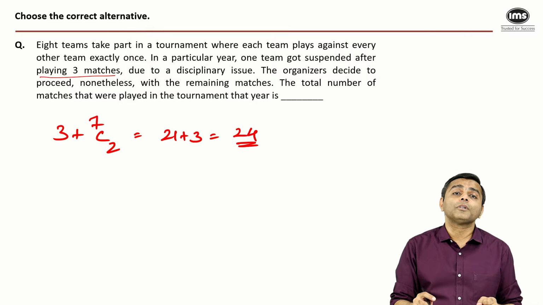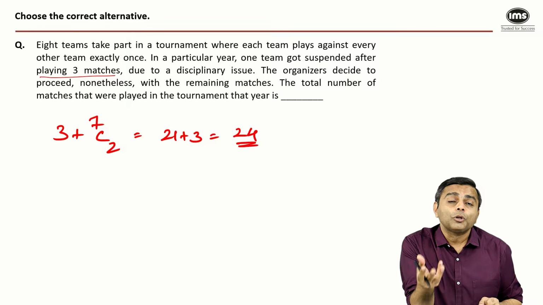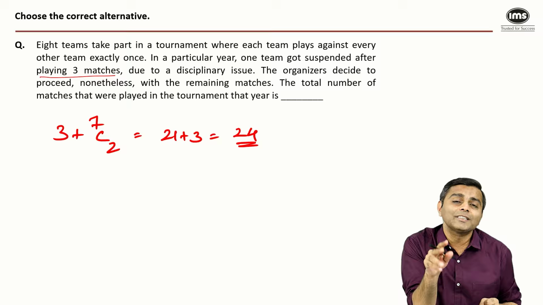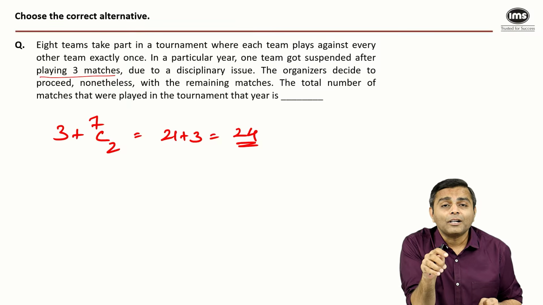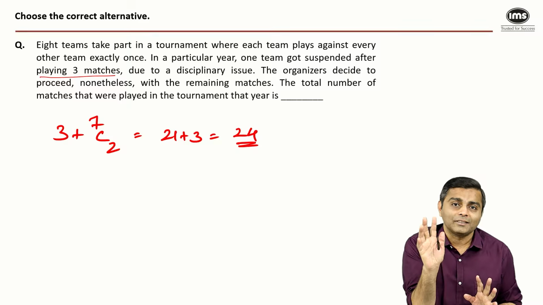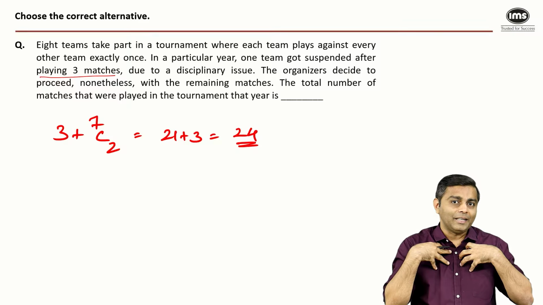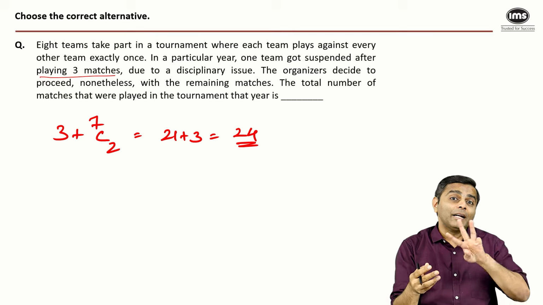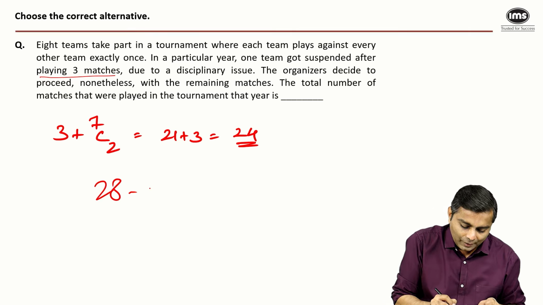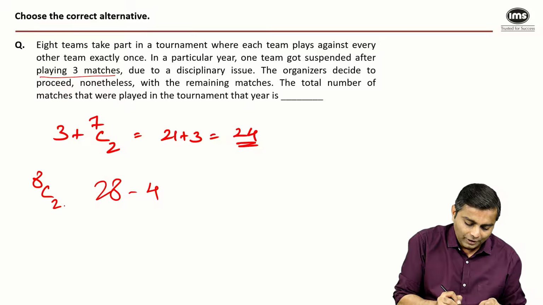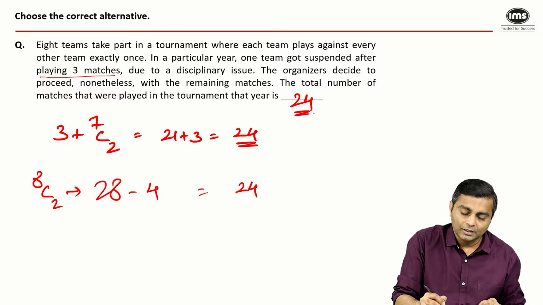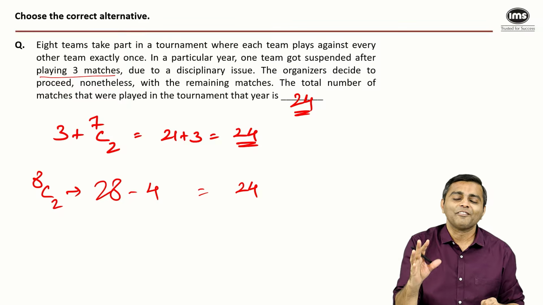The other way to think about this is what I said earlier. The total number of matches is 8C2, which is 8 into 7, 56 by 2, which is 28. The team that got suspended was supposed to play how many matches? 7 matches, since there are 7 other teams except me. I played 3 and then got suspended, which means I could not play 4 matches. So the other way of looking at it is 28 minus 4, where 28 is 8C2. 28 minus 4 is also 24. So our answer is a short and sweet 24.